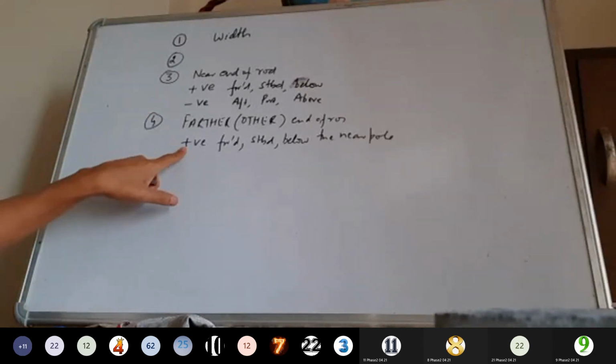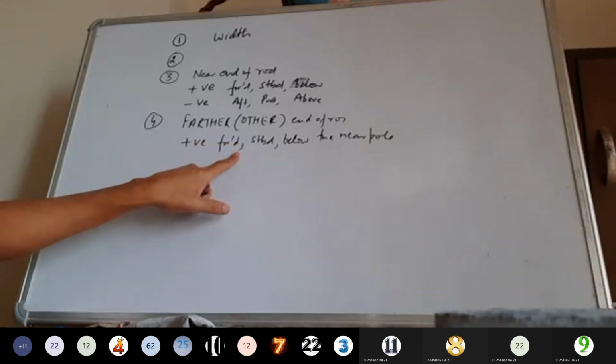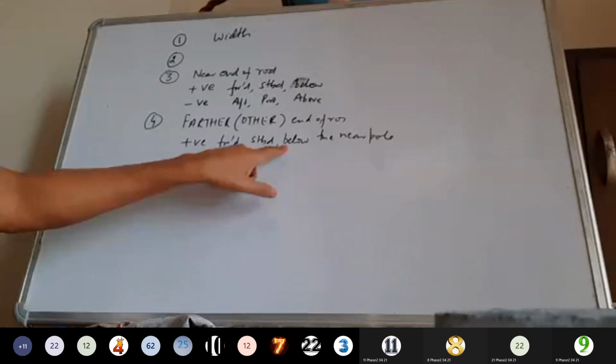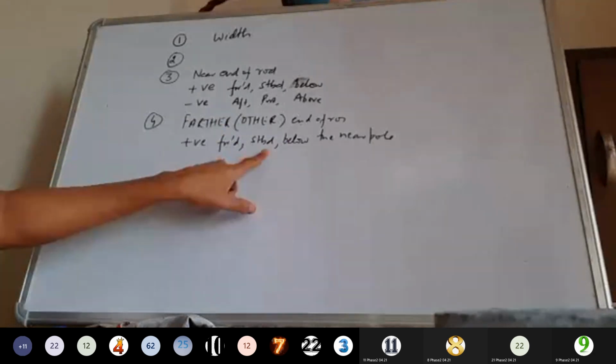So the other end of the rod is taken as positive if it is located forward of the compass position, starboard side of the compass position, sorry, forward of the near pole, or the starboard side of the near pole, or below the near pole.